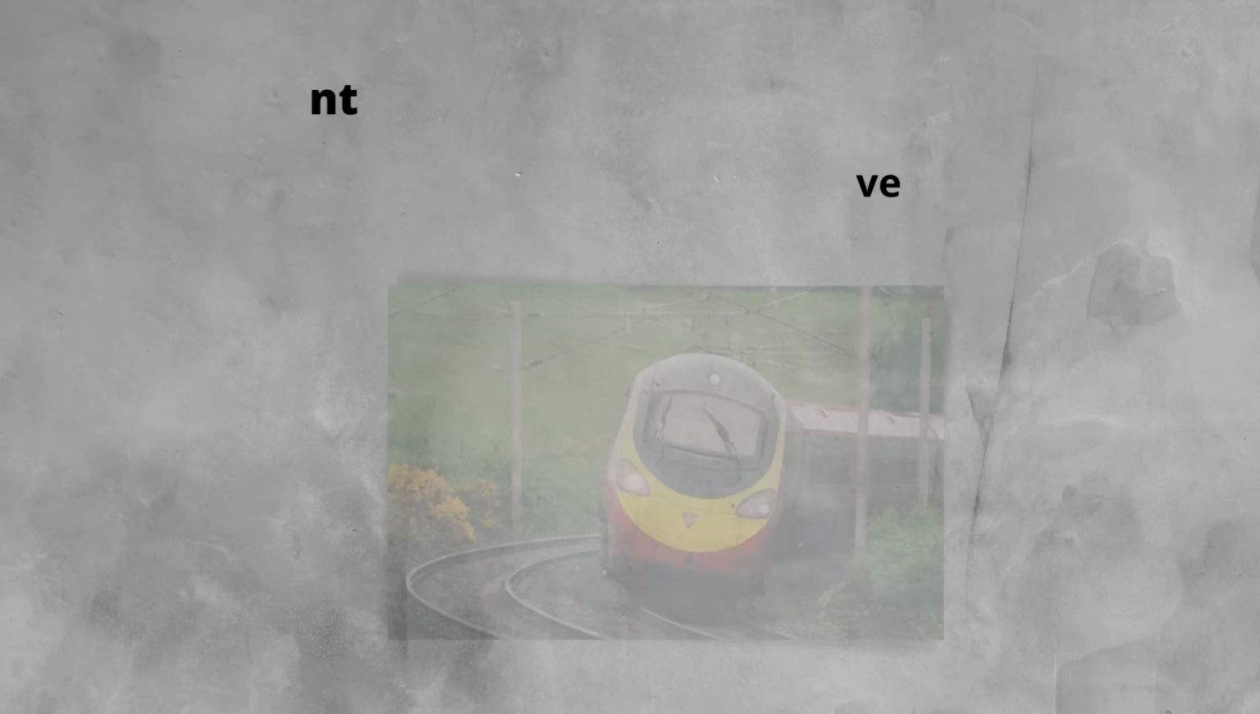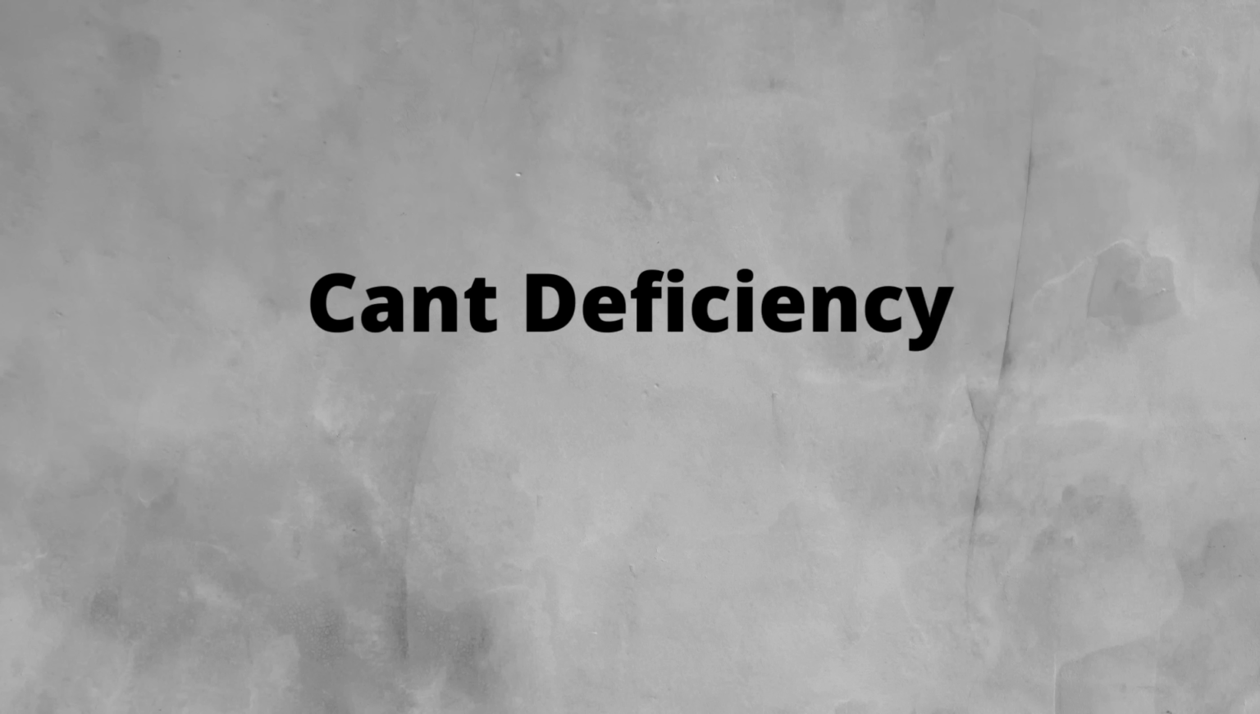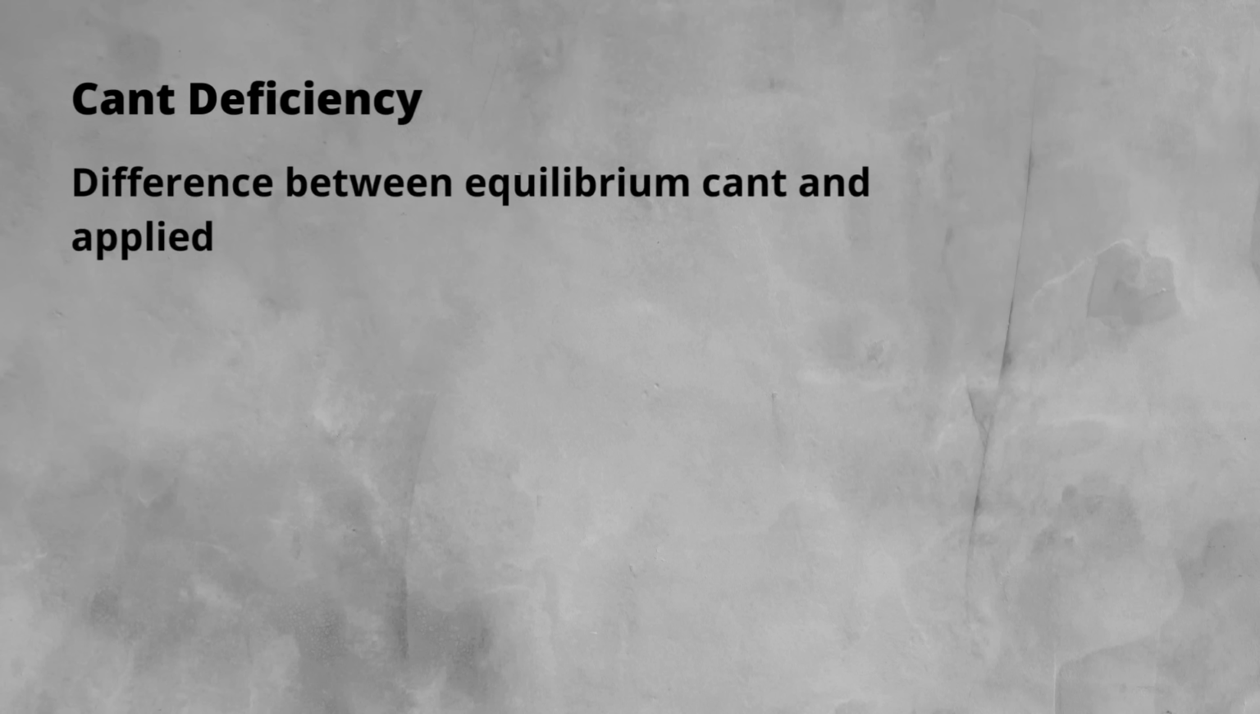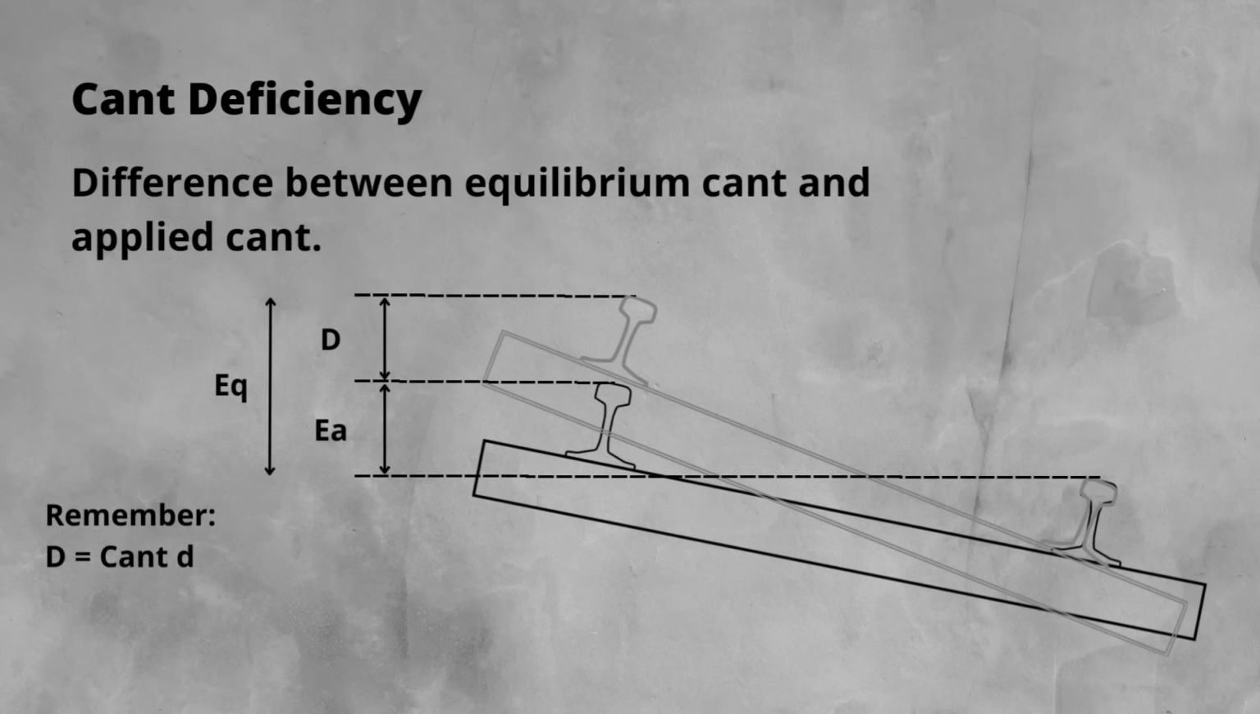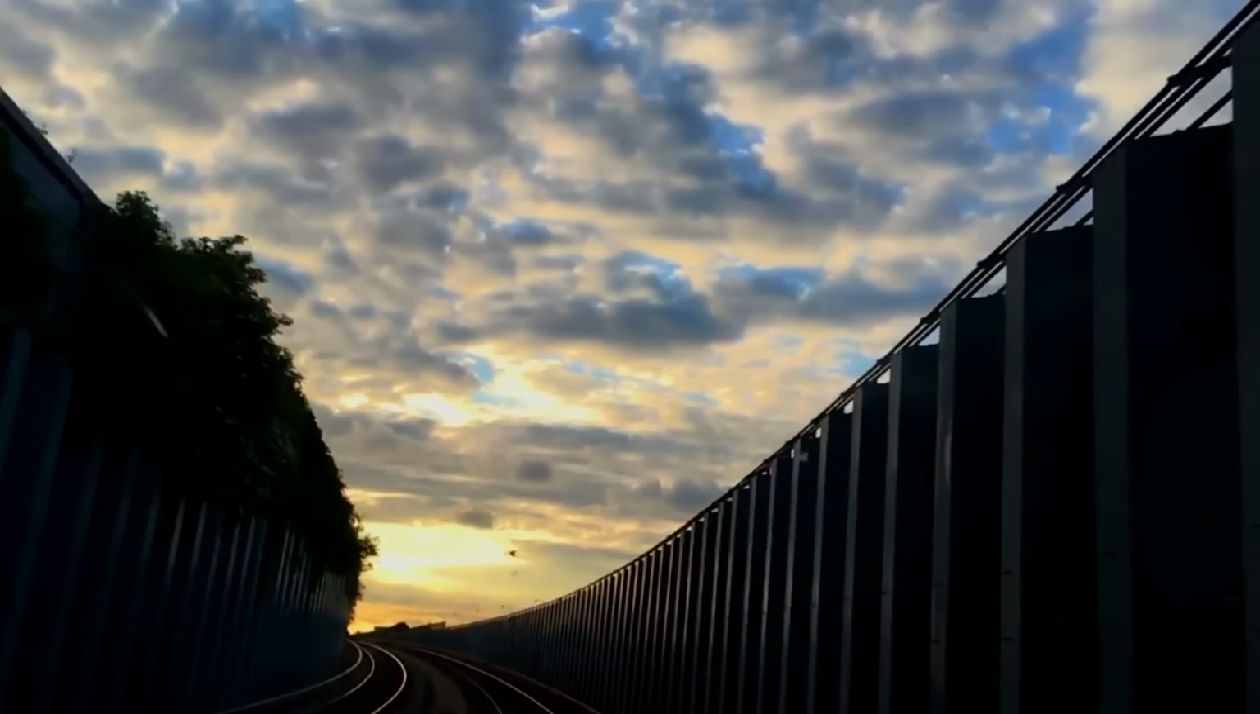Our last term to introduce you to is cant deficiency. Cant deficiency is the difference between the equilibrium cant and the applied cant. It is given the letter D in equations. This is calculated by simply subtracting the applied cant from the equilibrium cant. That is a very quick summary of cant and its associated terms.